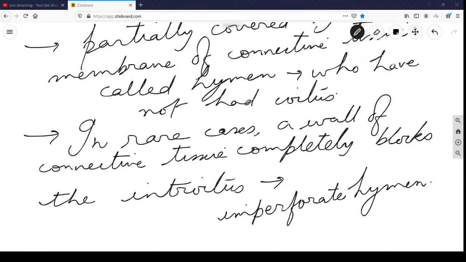These glands are homologous to the male prostate gland. That is, the two are derived from the same structure of the embryo. They secrete a small amount of fluid, and at each side of the introitus are openings of another pair of glands, known as the greater vestibular gland or Bartholin's gland.